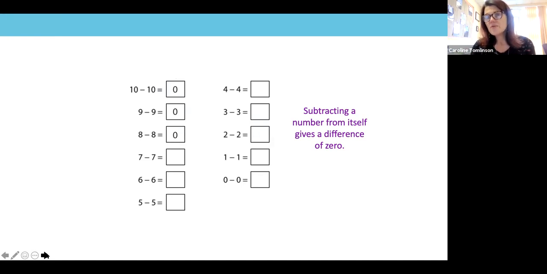They would use this with resources, with concrete items. They might have 10 conkers, take 10 away. How many have I got left? They would need to experience this in lots of different situations to come to this generalisation themselves.